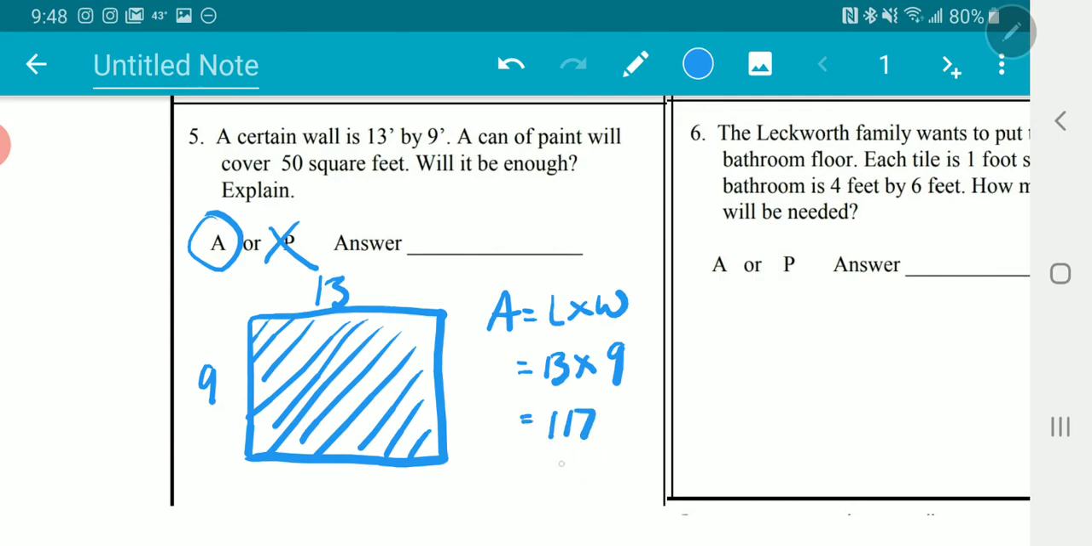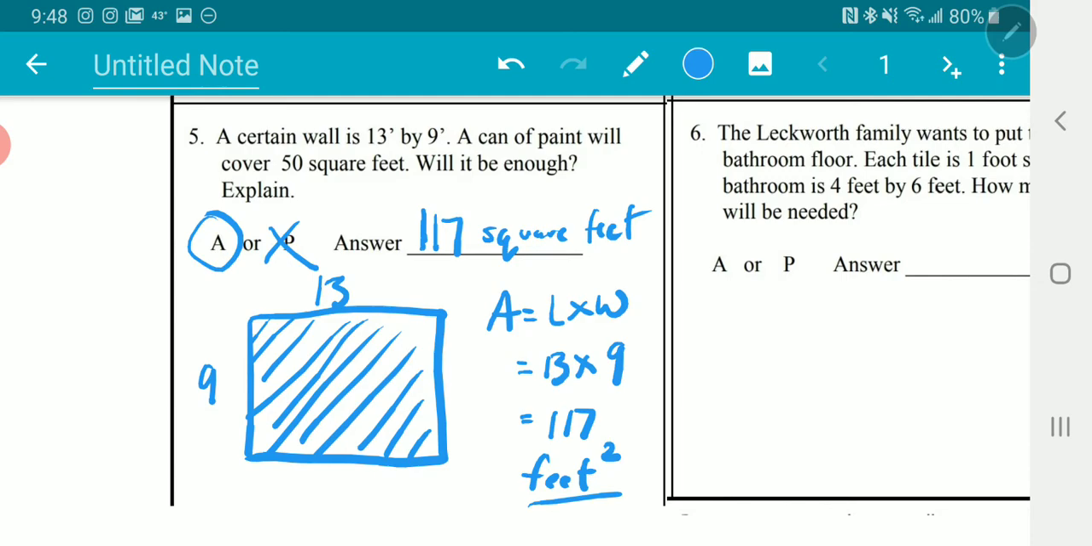117. And then you need to remember, if we're talking area, it's no longer just feet. It's feet squared or squared feet. Okay? Because you're talking about that space that fills. So my answer would be, you could either write it as feet squared, or you could go 117 square feet. Okay? Either way is an acceptable way to write it.